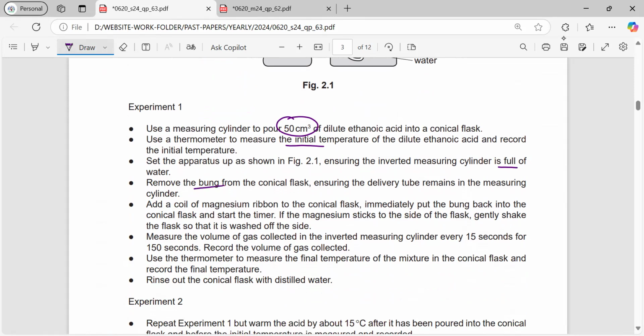So we will remove the bung, add the magnesium coil, immediately put the bung back again to prevent the loss or to prevent the escape of hydrogen gas produced. We will put the magnesium ribbon and immediately put the bung at the top of the flask. If the magnesium sticks to the side of the flask, gently shake the flask so that it is washed off the side. Measure the volume of gas collected. So this gas hydrogen, we will collect it every 15 seconds for 150 seconds.